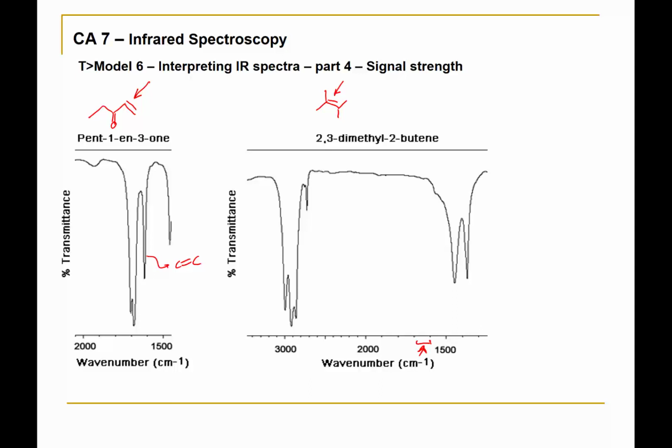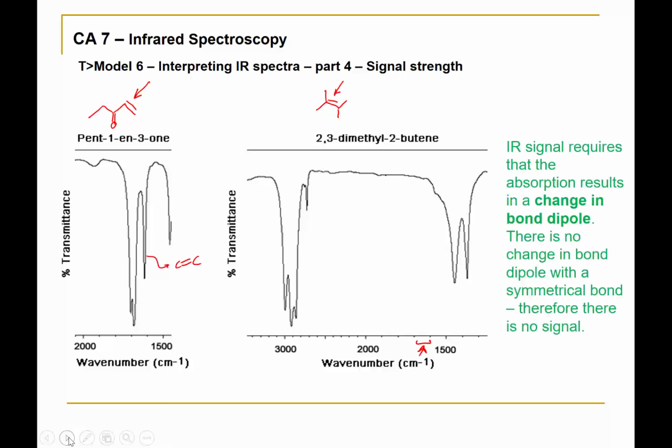It's important to understand that in order for a signal to show up, the absorption must result in a change in bond dipole, even if it's a really small change in bond dipole. If the bond is completely symmetrical, there is no change in the bond dipole. Therefore, there'll be no absorption, there'll be no signal.